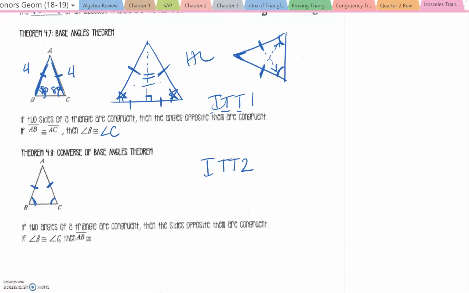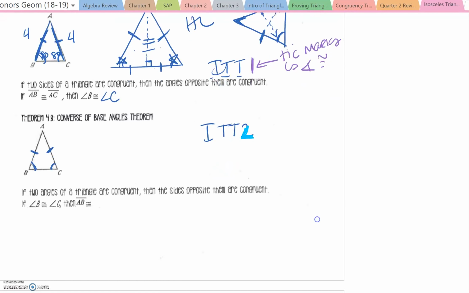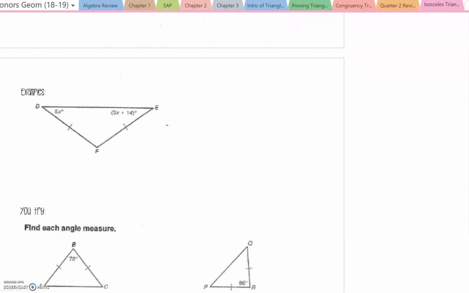A few years ago, somebody came up with an easy way to remember ITT1 versus ITT2. ITT1, the 1 looks like a tick mark. So if you see tick marks, that allows you to say that angles are congruent. And ITT2, the 2 looks like it's part of an angle. So if two angles are the same, then the two sides are the same, the two legs are the same. So in this case, if B is congruent to C, then AB is congruent to AC.